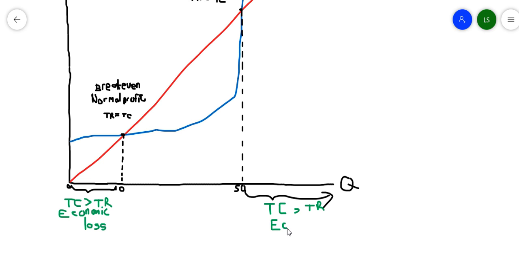And in this case, if my costs are more than my revenue, if I do the calculation, it is going to give me a negative answer. So this is my economic loss.